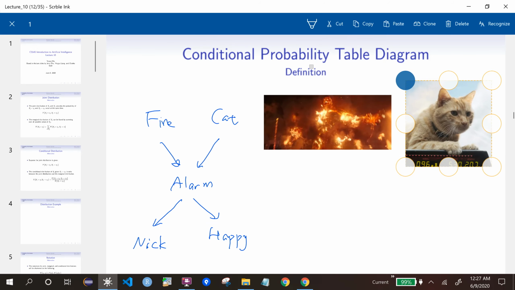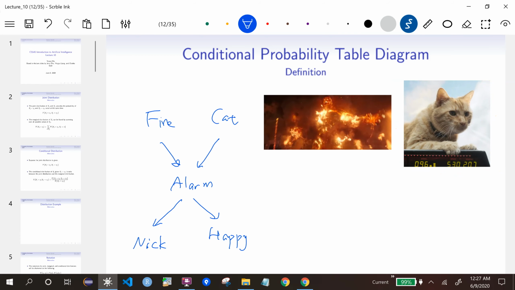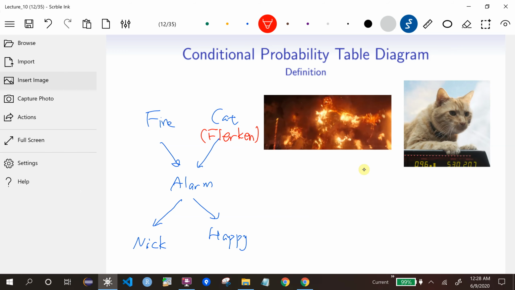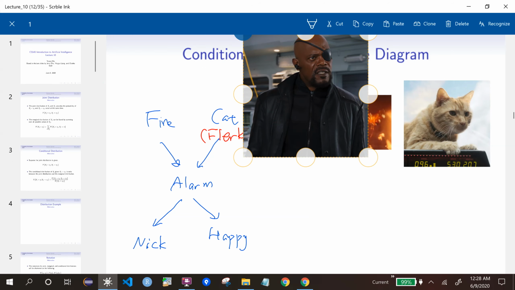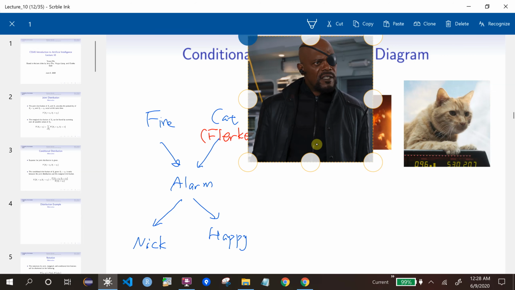So that's our cat. Again, for Marvel fans, please don't complain that this is not a cat. I will put in the bracket, this can be a flerken. Hopefully I did not spell this incorrectly. It's basically an alien creature that looks like a cat. But in any case, the cat may also trigger the alarm. And then next, Nick Fury may call you.